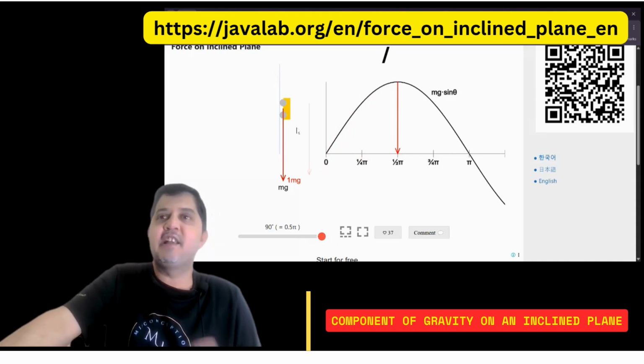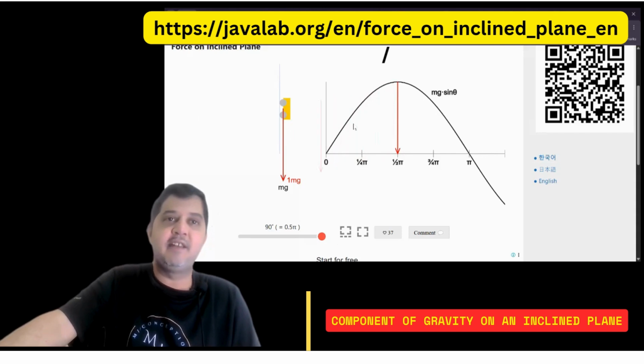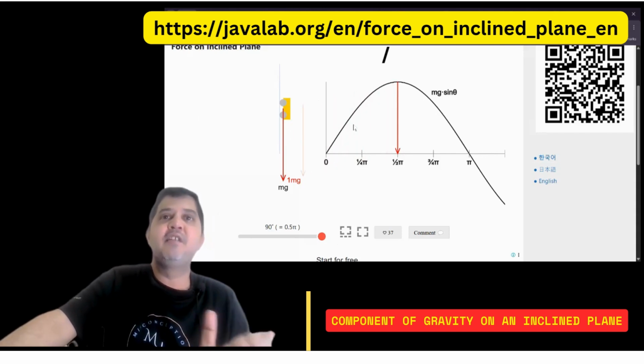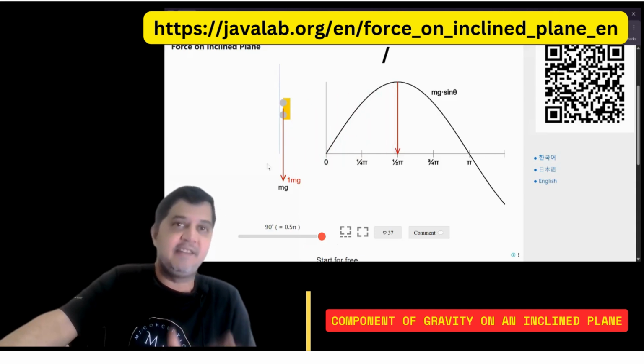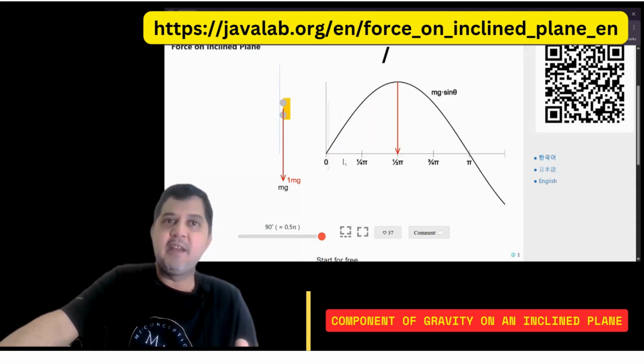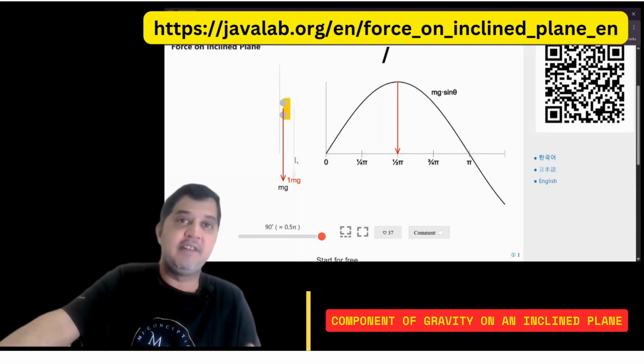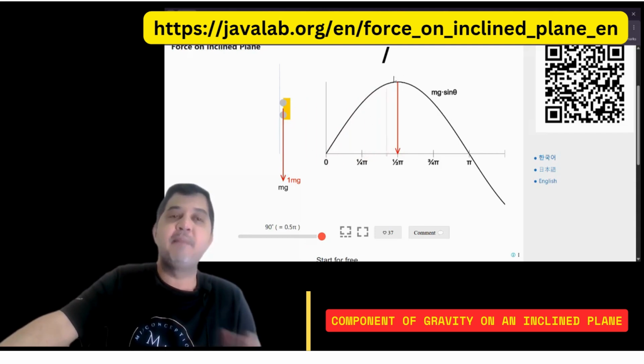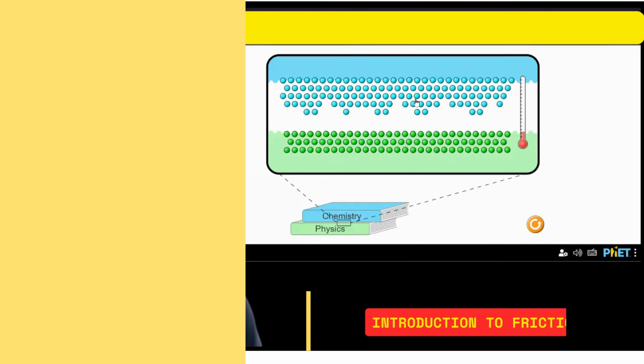So this is how you can explain what happens to the value of the gravitational force along an incline. The downward force is seen to be increasing initially from 0, and finally it becomes a maximum when the angle becomes 90 degrees.